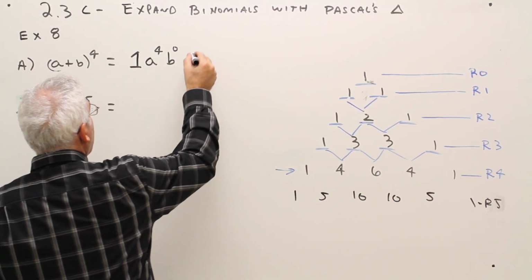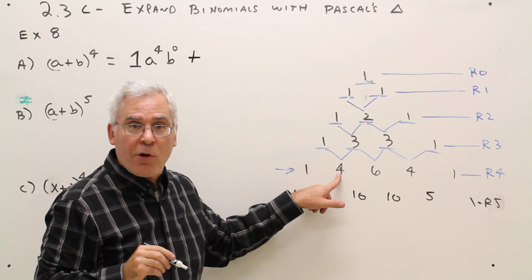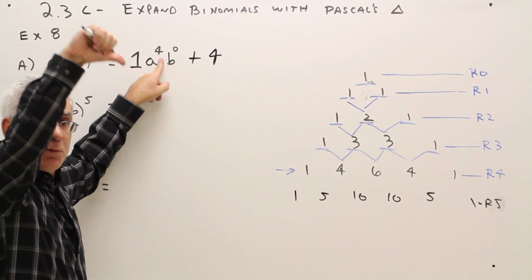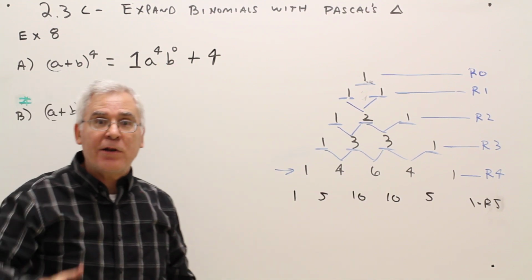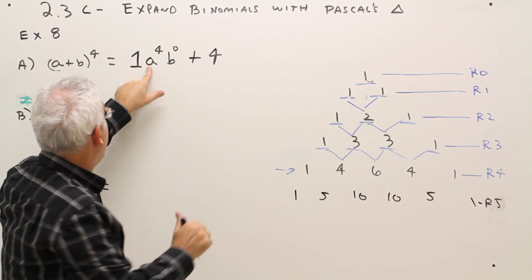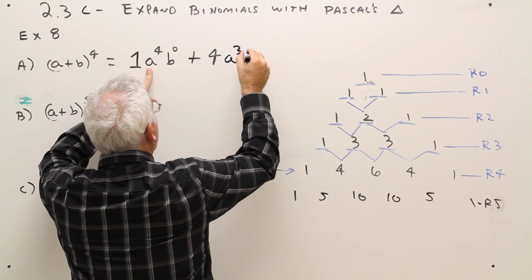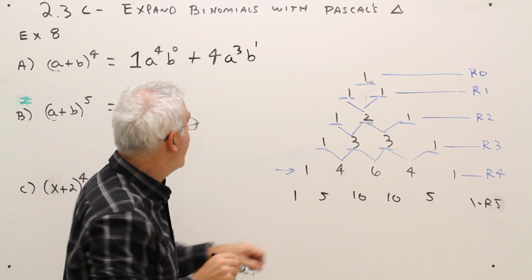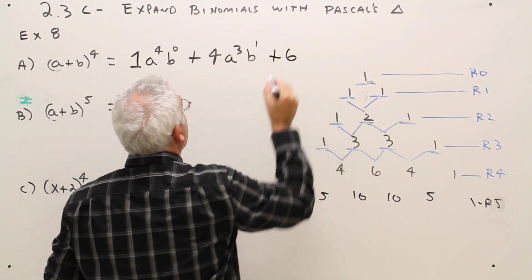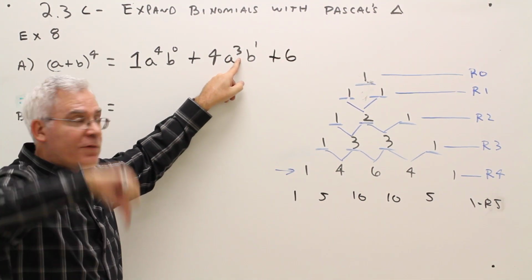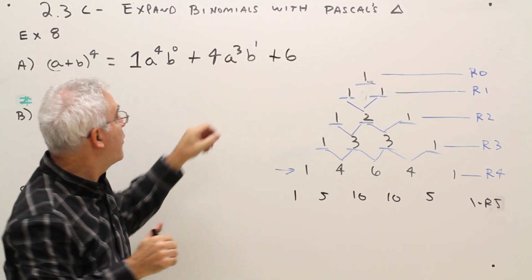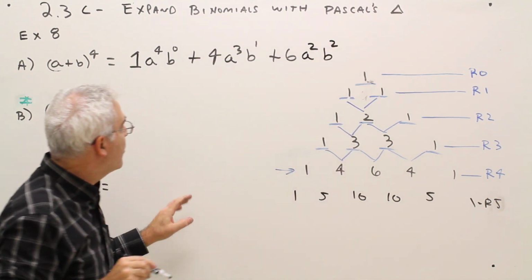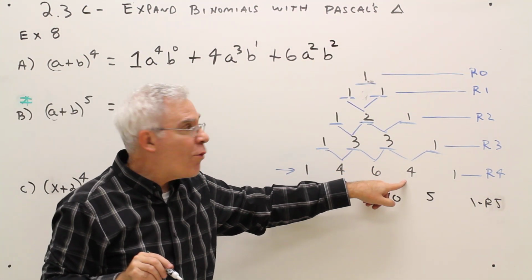Okay, then all I'm going to do is grab the next coefficient, which is a 4, and then this exponent goes down 1, and this exponent goes up 1. So it'll be a to the 3, b to the 1, down and then up. The next coefficient will be a 6. This exponent goes down 1, this exponent goes up 1. A to the 2, b to the 2. Next coefficient is a 4.